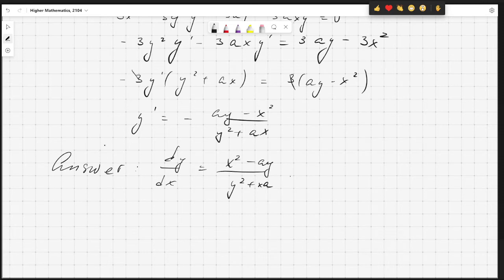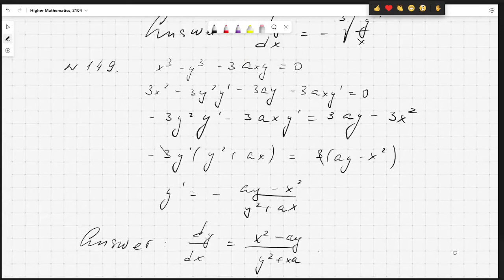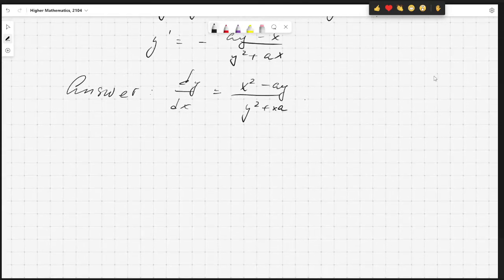Okay. Next example, 151. In this example, we must find the derivative of y with respect to x if cosine of xy equals x.